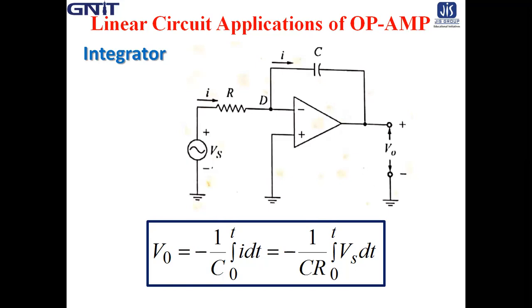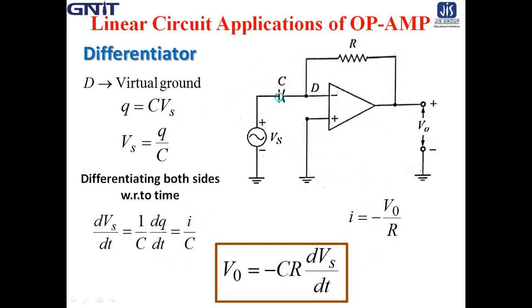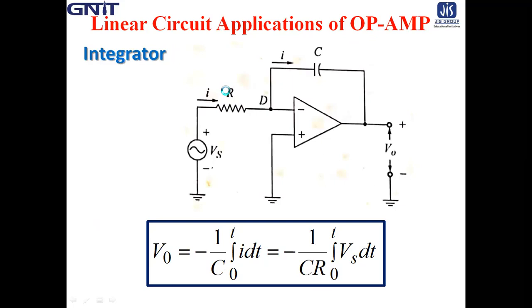So this circuit shows an integrator circuit using op-amp. Just what is the difference between differentiator and integrator circuit? Just exchange of R and C. See, in the differentiator circuit, capacitor C is connected with the input source and R is the feedback resistance. But here, resistance is connected to the input source. Just exchange the R and C, we can easily get the integrator circuit.